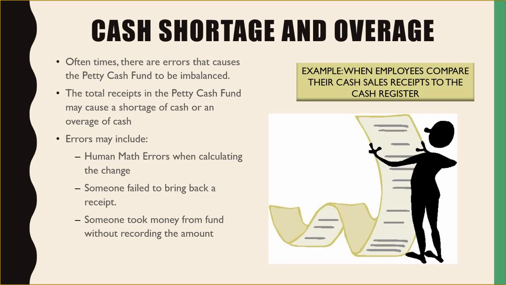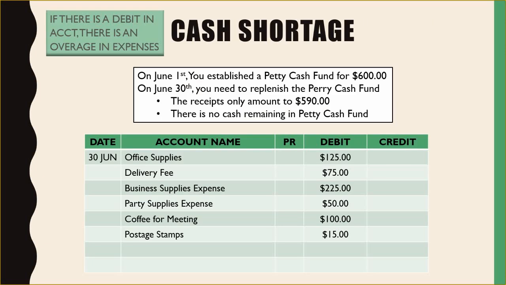So let's take a look at an example of how you can have a cash shortage. Okay, so for this example, this is usually when we're replenishing our petty cash drawer. On June 1st, you establish your petty cash drawer to be a total of $600. At the end of June 30th, you need to replenish the petty cash fund, right? So you end up counting all of your total receipts, and you only have a total of $590 in receipts, and you have zero cash left remaining in the petty cash drawer.